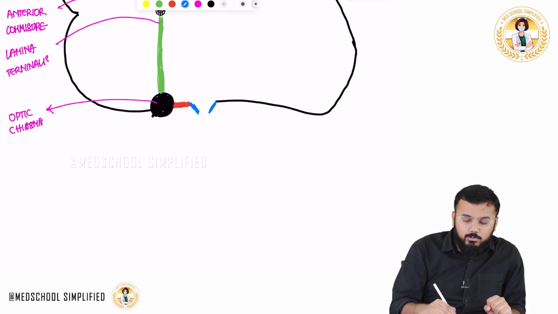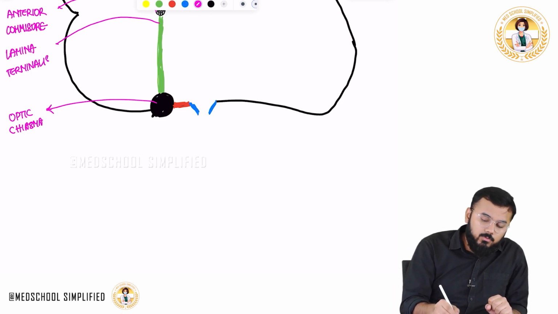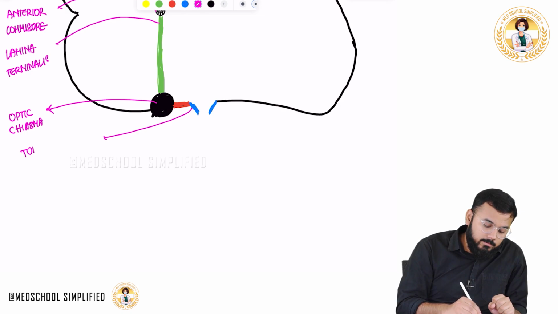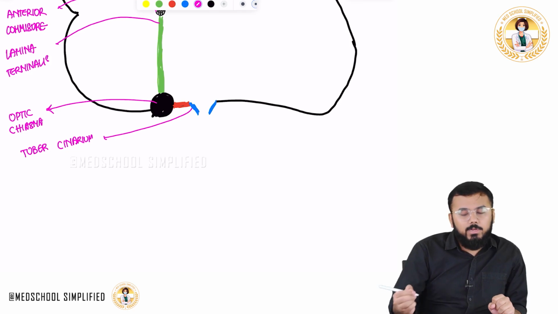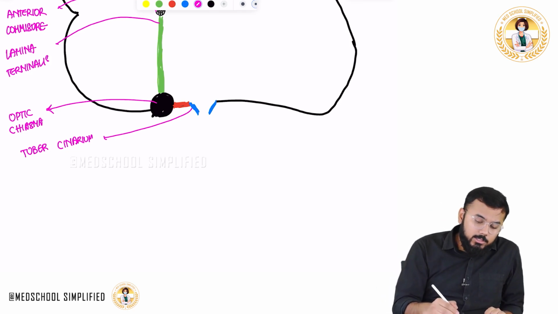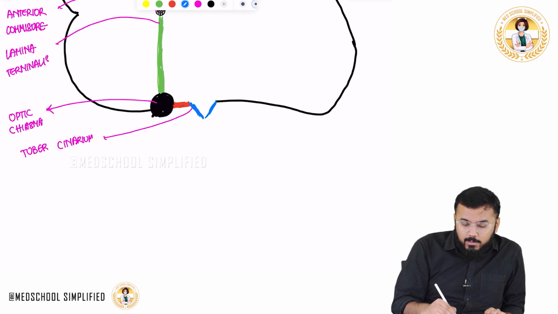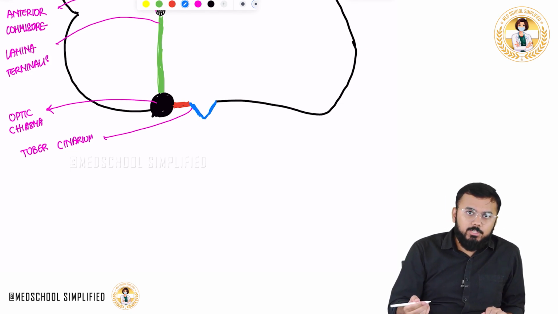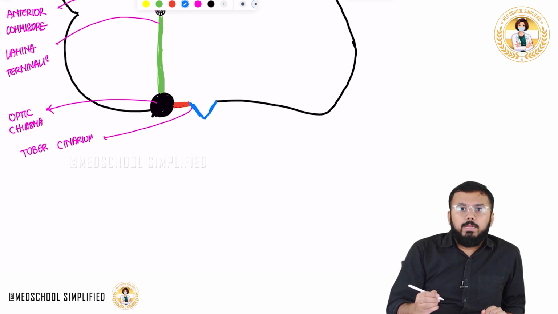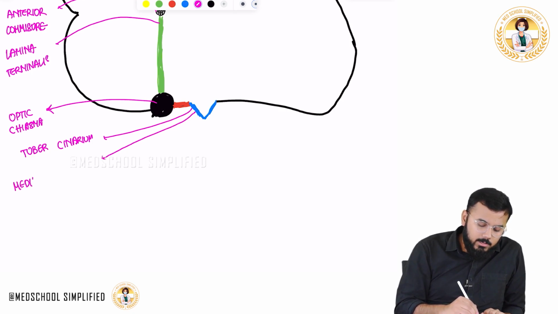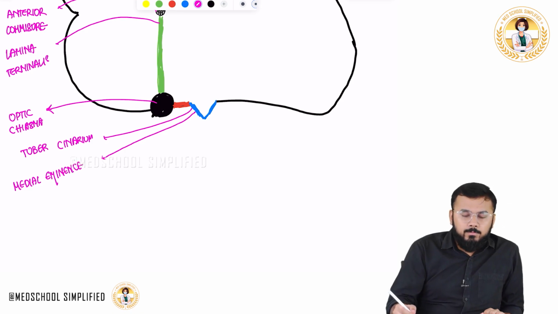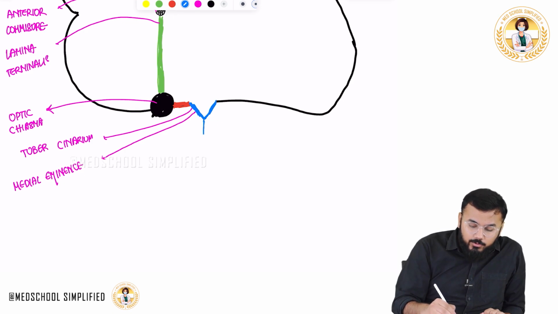This is called your tuber cinereum. So what is happening here? The tuber cinereum, if you see, they will join together like this and form a V-shaped structure. This V-shaped structure is nothing but called your median eminence. Median eminence.